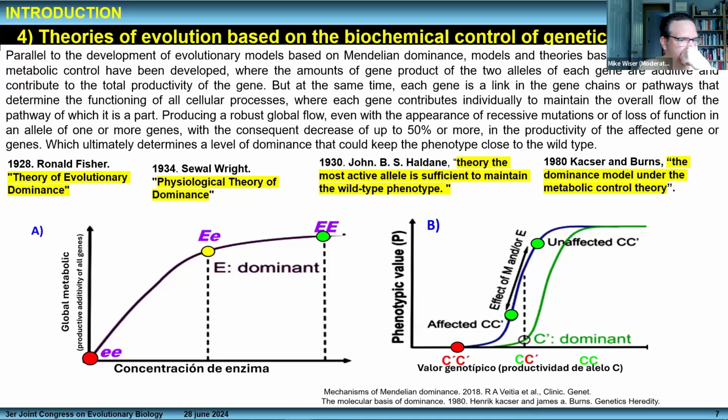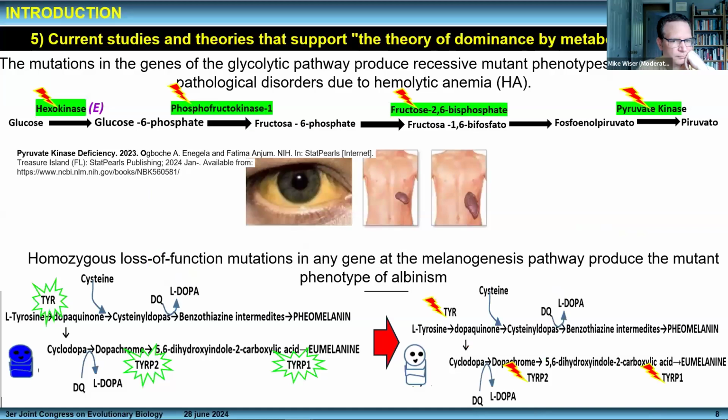The correct studies and theory that support the theory of dominance by metabolic control. In the glycolytic pathway, mutation in the genes producing a recessive mutant phenotype manifests as pathological disorders such as hemolytic anemia, and homozygous loss of function mutation in any gene of the melanogenesis pathway produces the mutant phenotype of albinism.